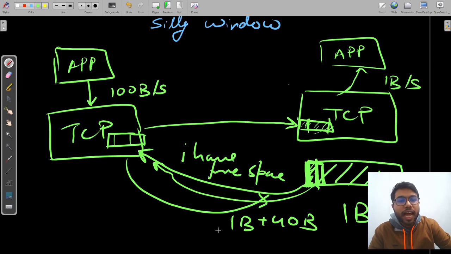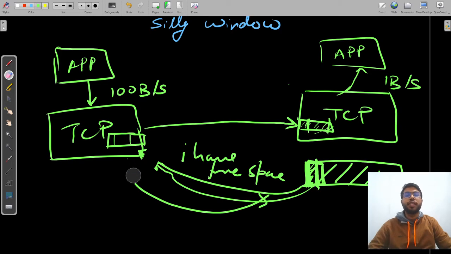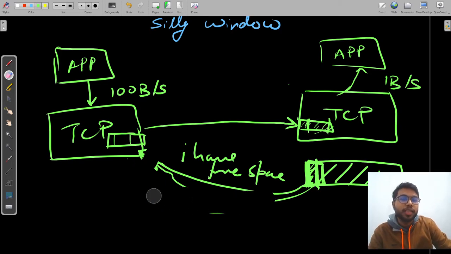And that is making it send so much overhead for absolutely no reason, right? So those were our silly window problems based on your receiver and your sender. Now let's see what we can do to prevent such a situation.